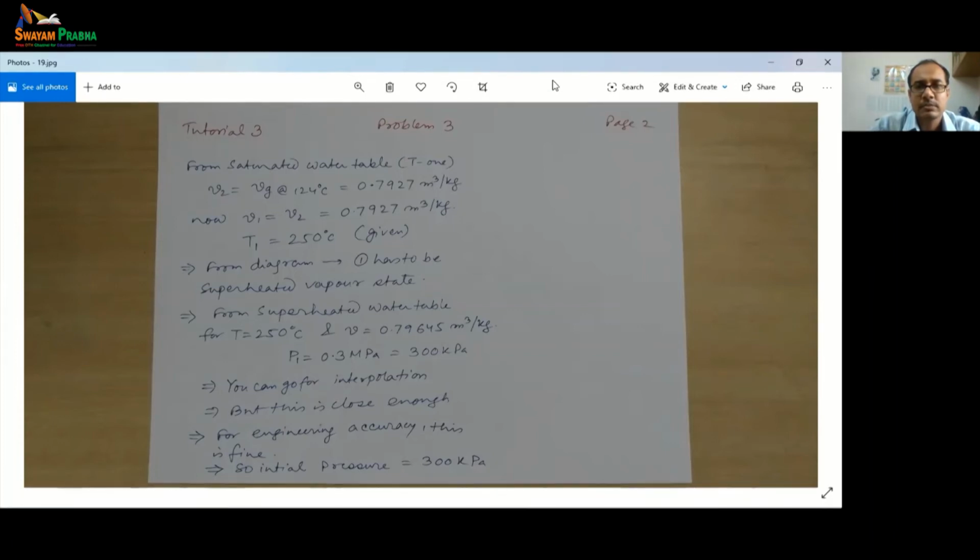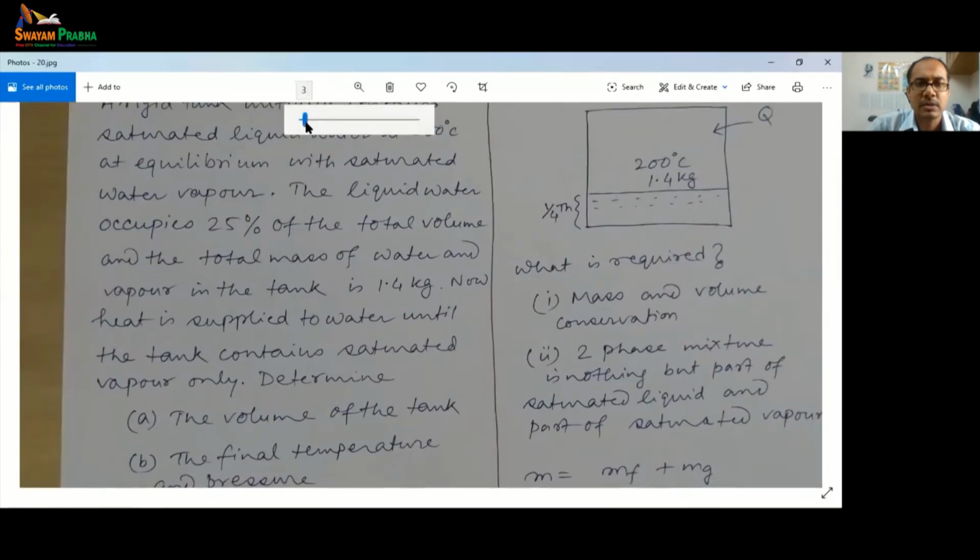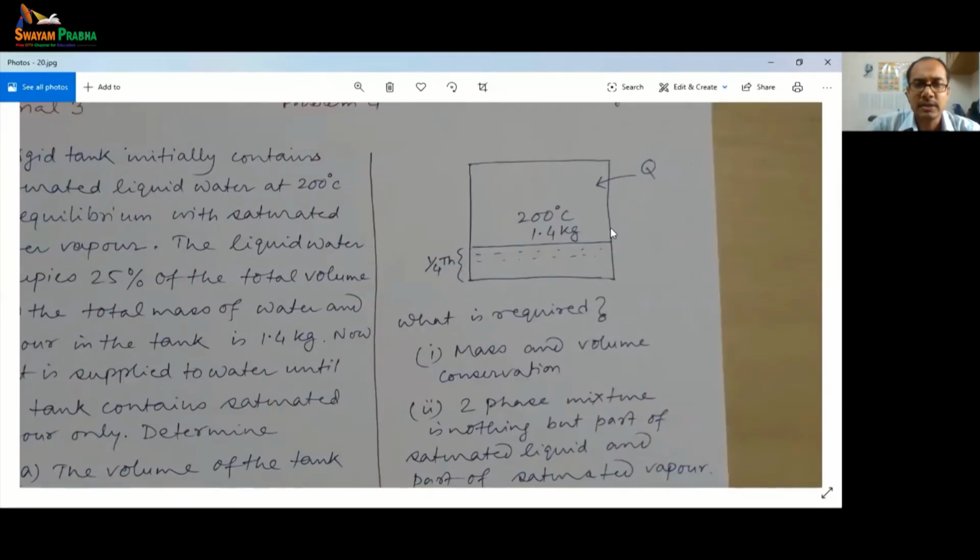Now we will look at the fourth problem for this tutorial. What is the problem statement? A rigid tank initially contains saturated liquid water at 200 degrees centigrade at equilibrium with saturated water vapor. On the right hand side, let me zoom a little bit, you can look at the physical situation.